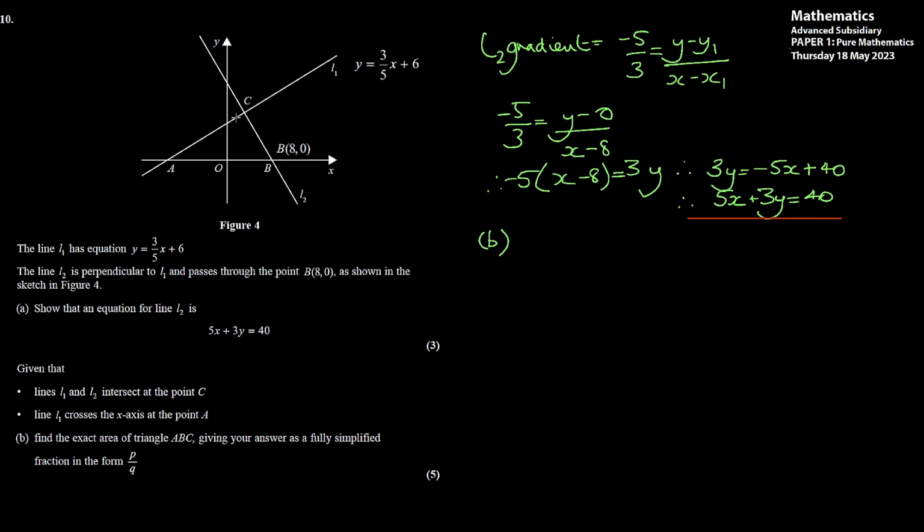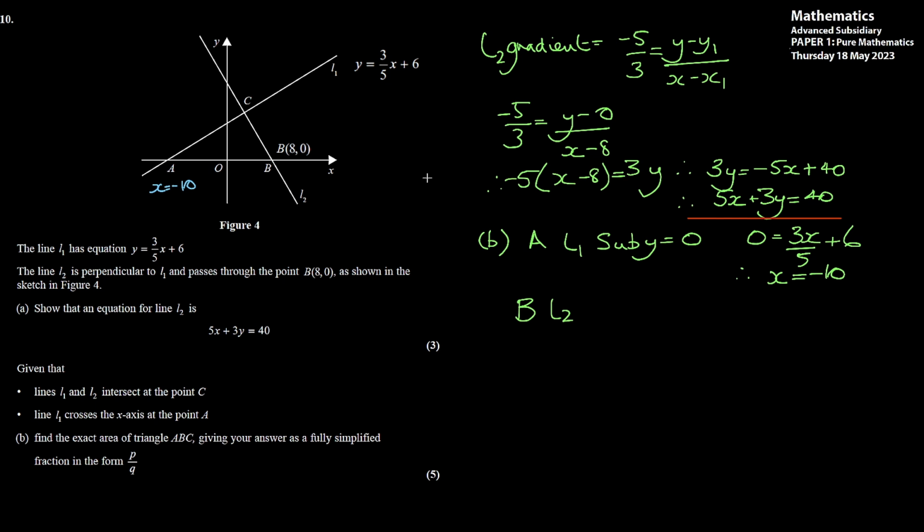So let's look at part B. They want us to find the area of this entire triangle. So we really should find the coordinates of point A, point B, point C. That will give us the height, that will give us the base. Okay, so first of all, point A. This is on line 1 where y is equal to 0. And we get that 0 is equal to 3x over 5 plus 6. And therefore x, with a lot of rearrangement, is equal to negative 10.